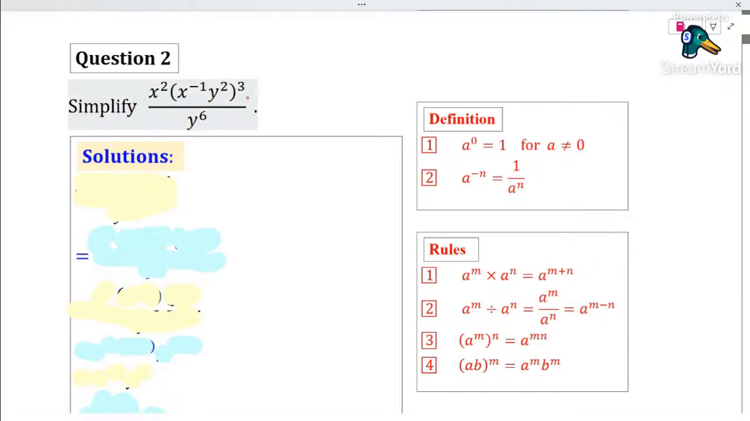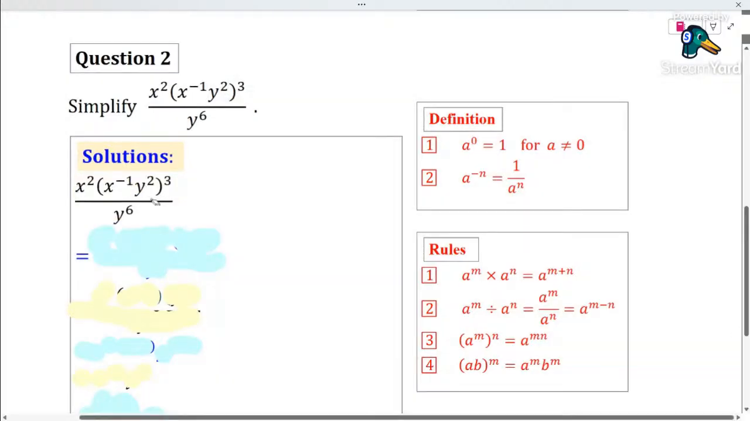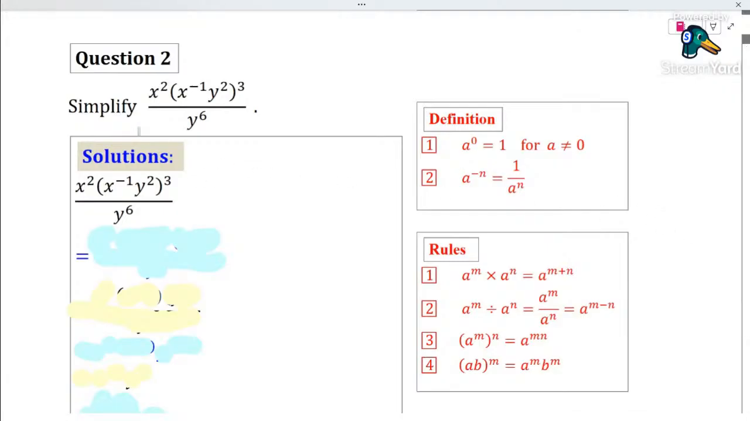So for today's solution, what I will do is like this. First of all, I copy back the whole expression. I start with the whole expression from the question. Then next, I would like to tackle this part here that I highlighted in blue, where I would like to expand the power of 3 inside the bracket terms. Okay.